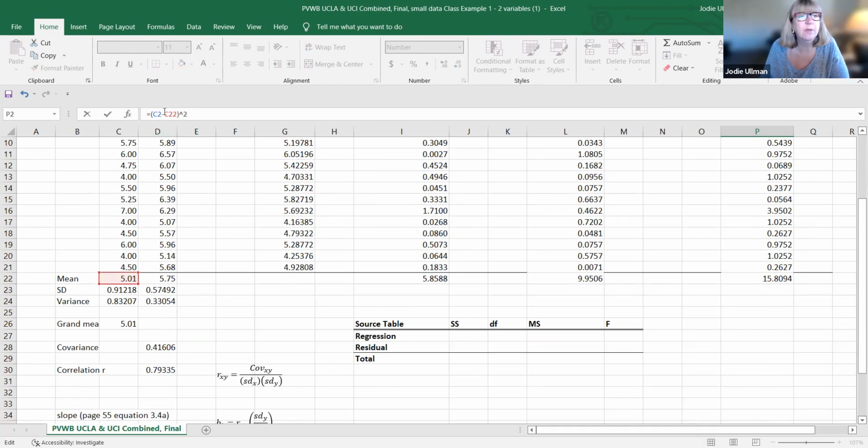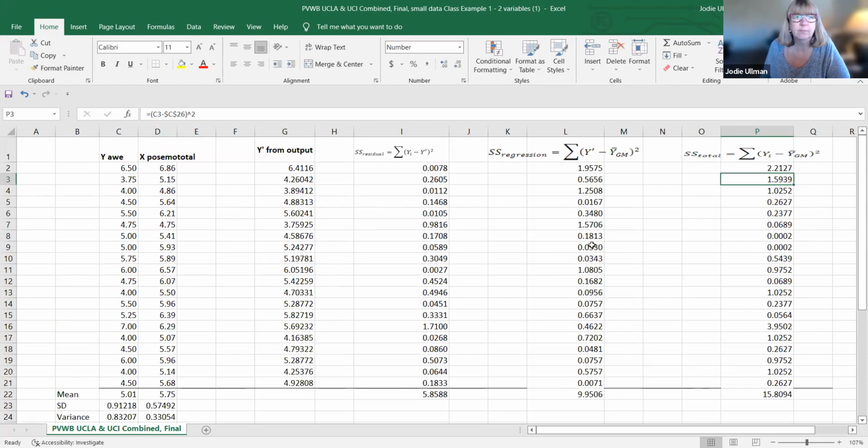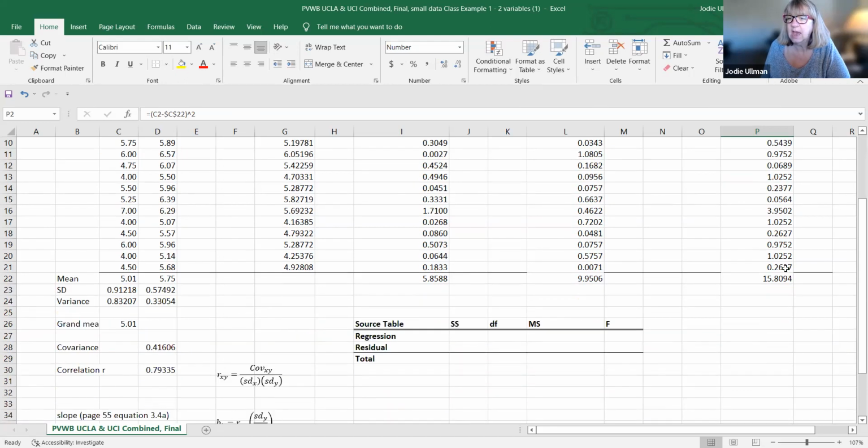My running is super slow there. And we always want to subtract the mean. So remember, we use the $ which freezes the column and freezes the row. We end up with these square deviations. We added them up, the sum, and we ended up with our total sum of squares. Total was 15.8094. And here's our source table. We can put that right here.